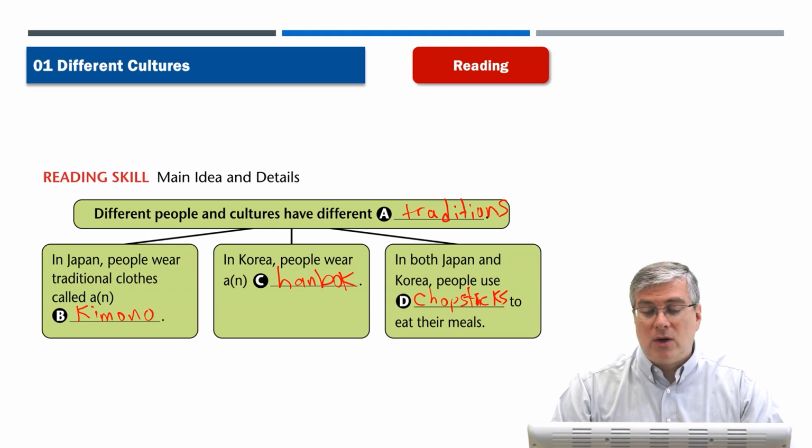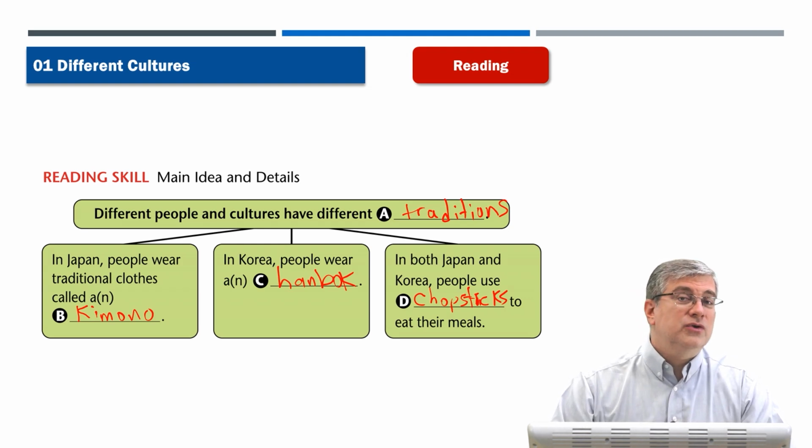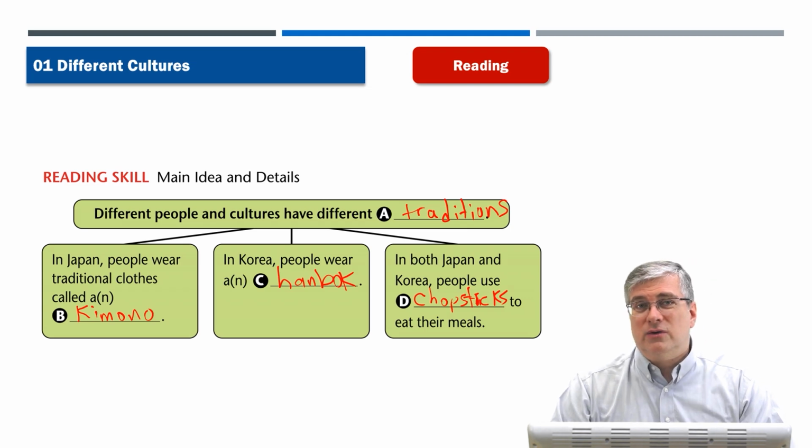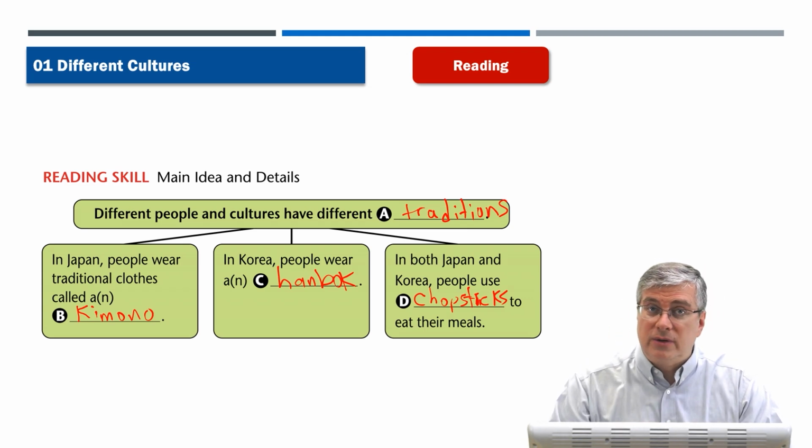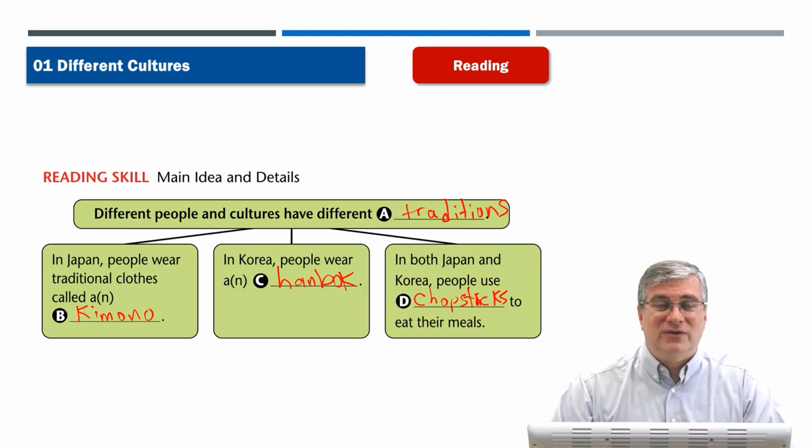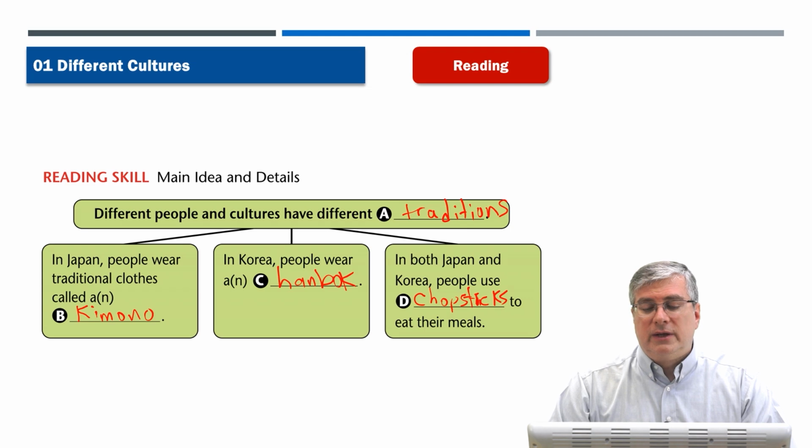Outside of Asia, in Europe, they don't use chopsticks. In Africa, they don't use chopsticks. In the Americas, they don't use chopsticks unless they're at a Chinese restaurant or, of course, another type of restaurant. There are Japanese restaurants and Korean restaurants as well, of course. But typically, people use chopsticks to eat their meals in Asia. So these are different ways that people are different and they have different cultures.